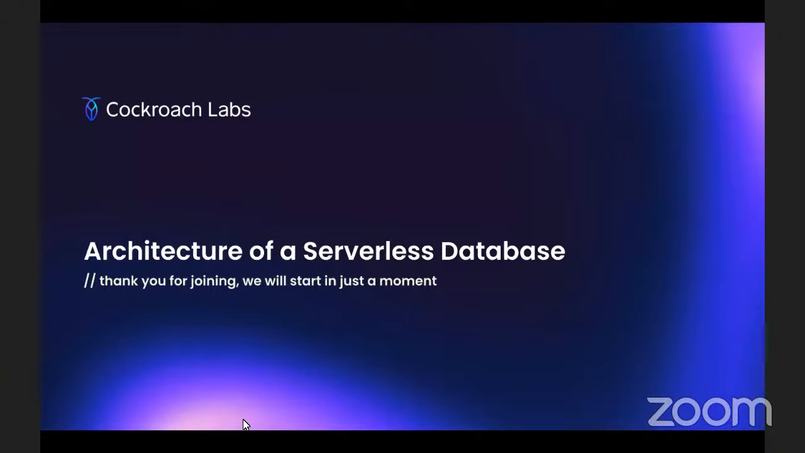We launched a product called CockroachDB Serverless about a month ago and have enjoyed some incredible interest in that product. I think thousands of clusters have been created, and today we're going to dive into the architecture of what we built and get into some of the details of what's under the covers there.